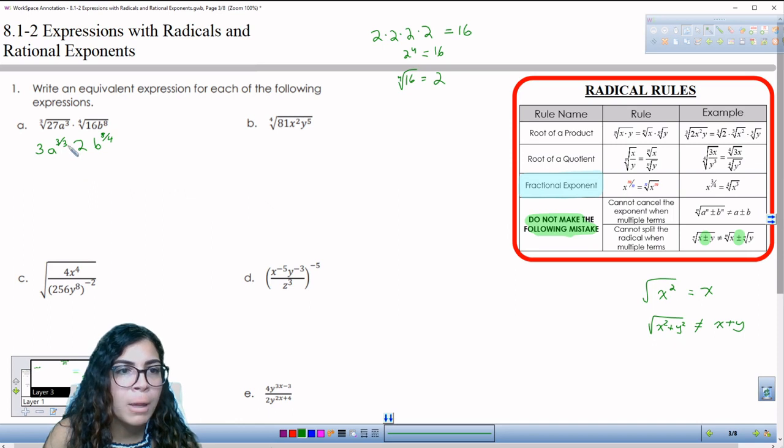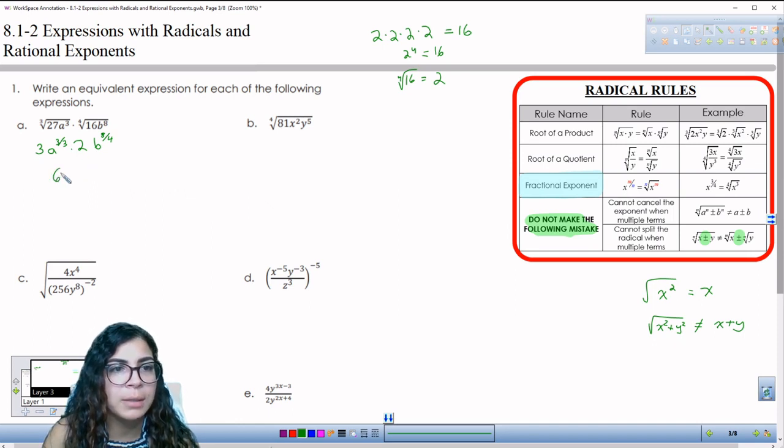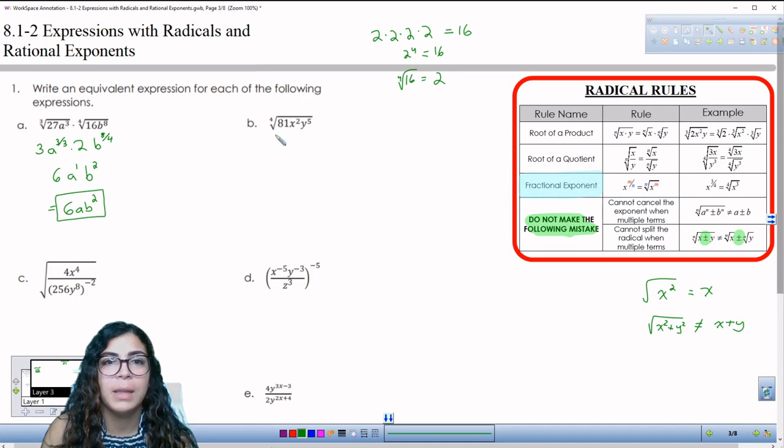That's the index, so that goes in the denominator of the exponent. Okay. So now we have 3 times 2, which is 6. A to the power of 3 divided by 3, which is 1. And b to the power of 8 divided by 4, which is 2. So our final answer is 6ab squared. All right. Let's look at b.